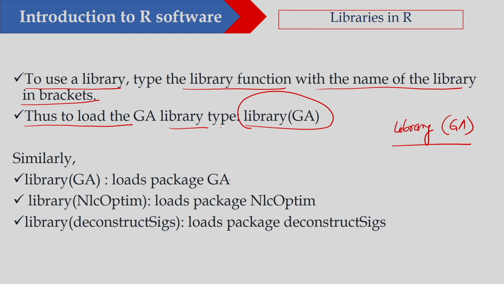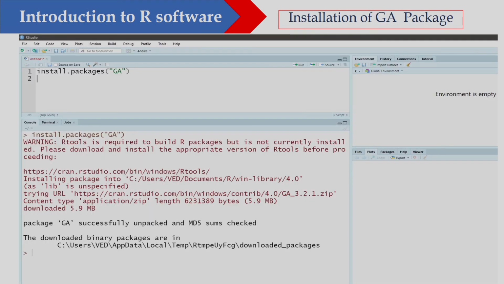Similarly, you load this one, GA, this is NLC Optim, and this is Deconstructing. So, you have to know the name of the library exactly. If a letter is capital, you have to use a capital letter, and here the S is capital. Otherwise it will not work. So, you can include the library here.